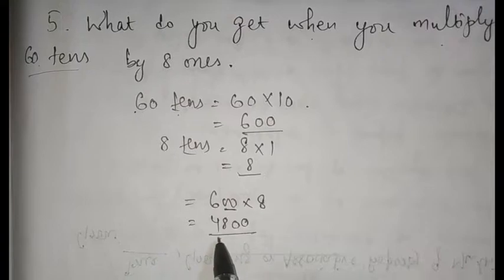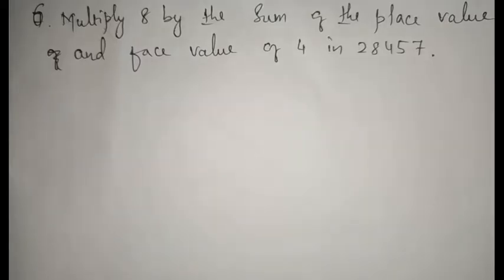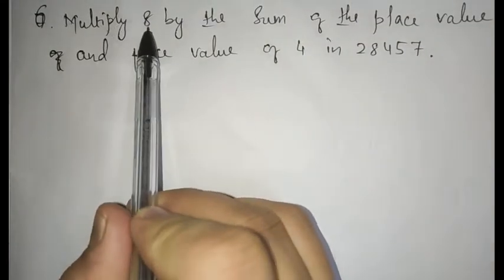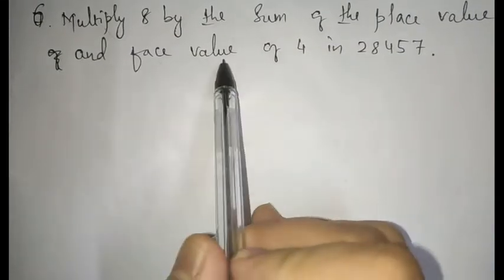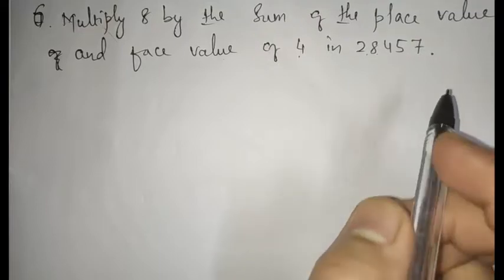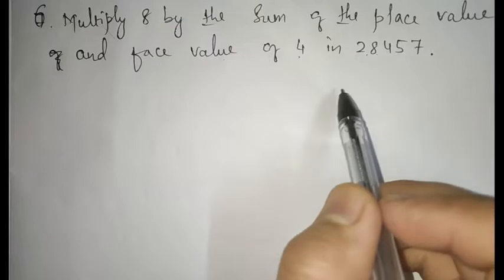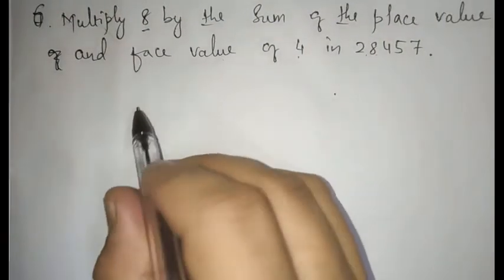So your result is 4800. All right, moving on to the next question, question number 6. We have: multiply 8 by the sum of place value and face value of 4 in 28457. Now what we have to do here is write the place value and face value of the 4, sum them, and multiply that with 8. Just see how to do it.